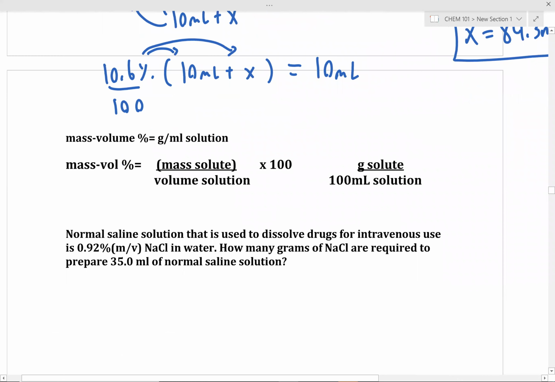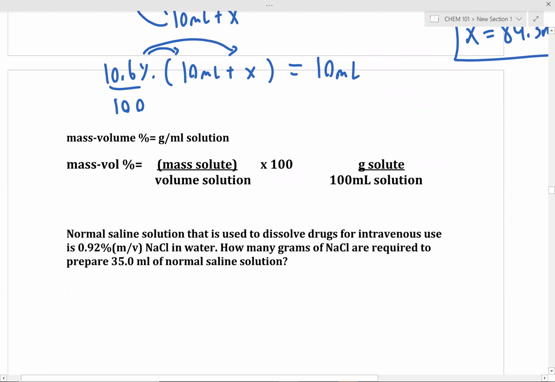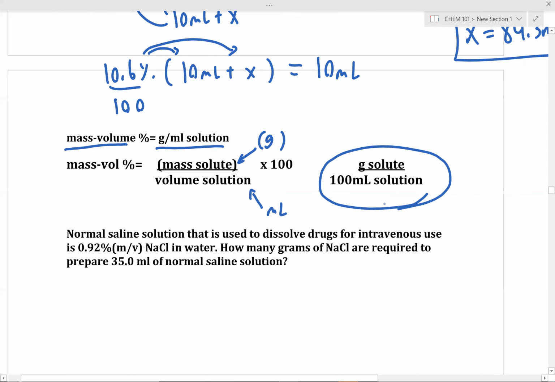So then, the last major measure of solution concentration and solution composition is mass volume percent. It is of the form gram per milliliter. So mass volume percent is the mass of solute in grams over the volume of solution in milliliters. Okay? You can think of it as the grams of solute per 100 milliliters of solution.